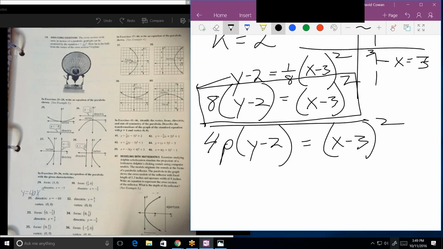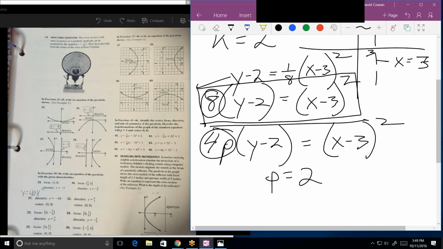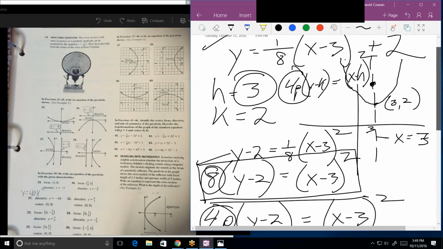What's P? P is 2. In other words, these two equations look exactly the same, right? Except 8 has to equal 4P. That's all you're doing, which means P is 2. Now that answers everything we need to know.